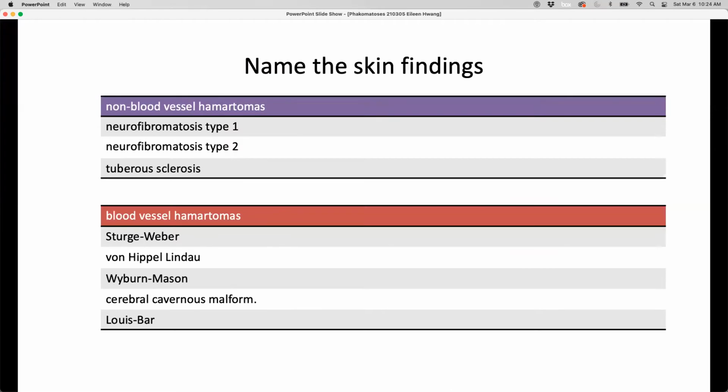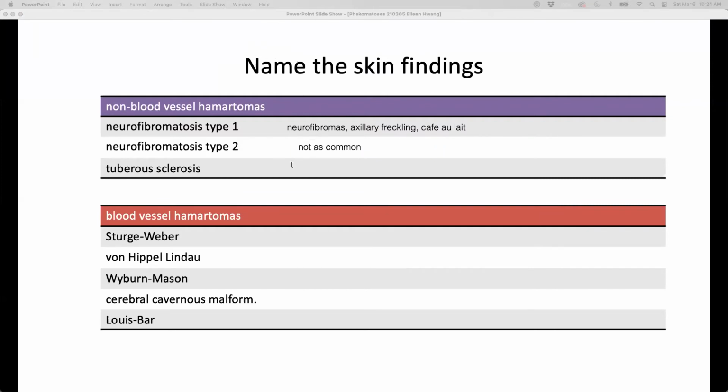Okay. So let's just go through and name the skin findings of NF1. So the neurofibromas, the plexiform neurofibroma, the axillary freckling, cafe au lait spots. Great. How about NF2? You more rarely get cafe au lait spots. Yeah, it's just not as common to have skin findings in NF2, so we won't worry about memorizing those.